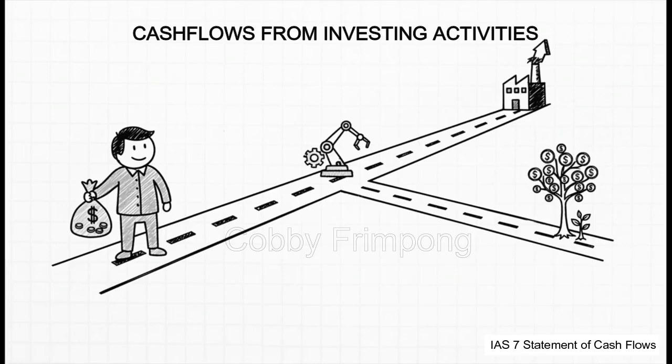Next is the cash flow from investing activities. These cash flows represent the extent to which expenditures have been made for resources intended to generate future income and cash flows. This category is all about strategy. It shows you what a company is doing with its capital to grow over the long term.